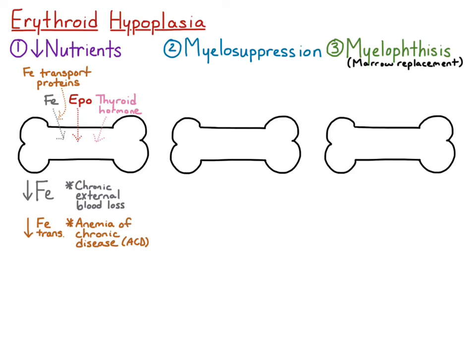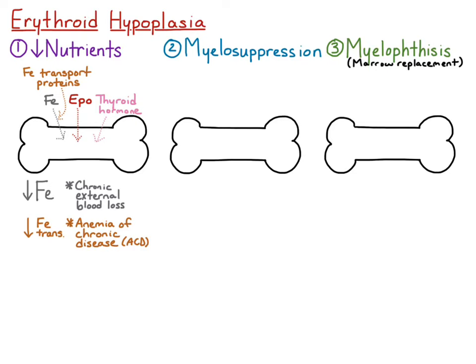This is due to iron being sequestered within macrophages. So the body has enough iron, it's just not being used for erythropoiesis. It's being sequestered or stored within macrophages. This type of anemia tends to be mild to moderate, and it also tends to be normocytic, normochromic. So you don't see a change in the MCV or the MCHC.